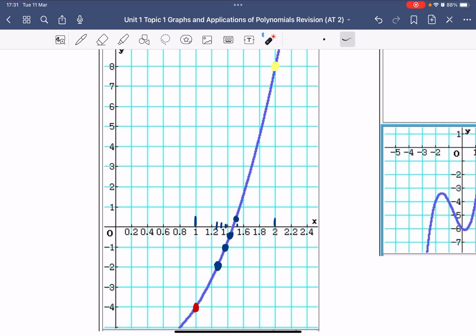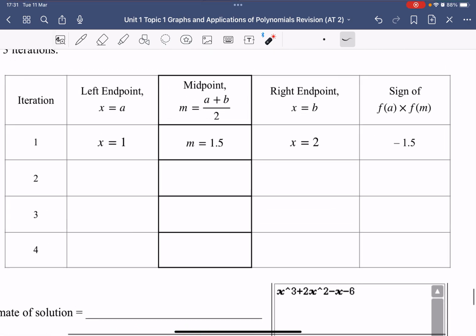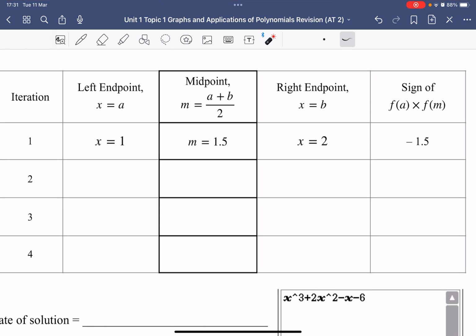So that's a graphical approach. You're not really given the benefit of this when you're doing bisection. Really, you've just got these values here. So let's use the table. My left endpoint is 1, my right is 2, my middle is 1.5. So what do I make my next endpoints? Do I choose these two, or do I choose those two? You make the choice based on the sign of f of a times f of m. In this case, it's negative.